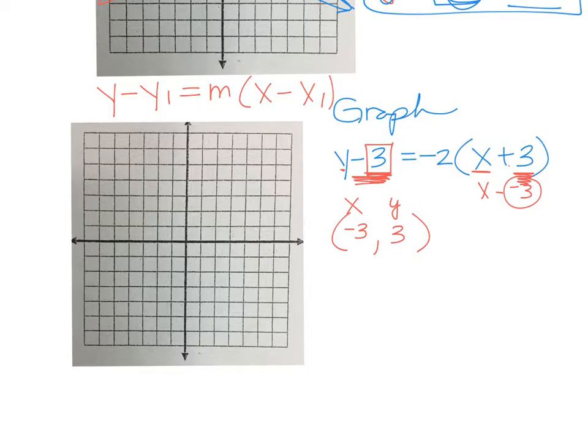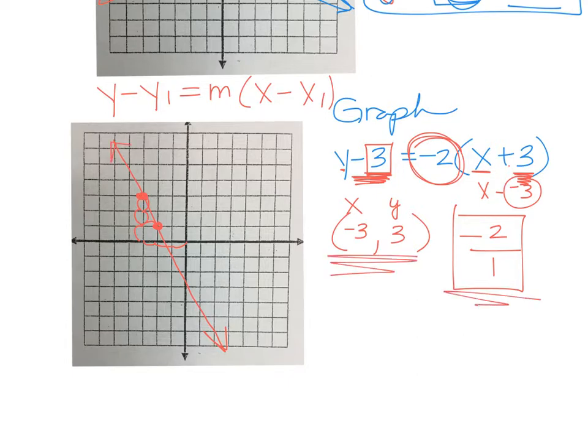Negative 3, 3 would be 1, 2, 3, 1, 2, 3. Okay, so that's our point. And then we have a slope of negative 2. Do you know where you move for a slope of negative 2? If you think of it as a fraction, negative 2 is negative 2 over what? 1. Okay, so you need to move negative 2 over 1. So you're going to go from here, you're going to go down 2, and then to the right 1, which is going to get you this point. So your line is going to look like this. Okay, so first do the point, then do your slope.